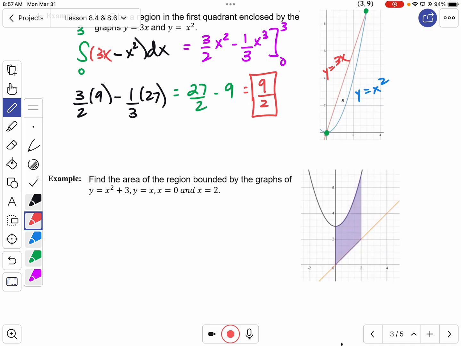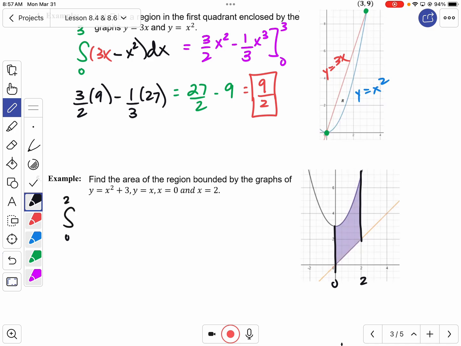Look at this one. It's going to give me a lot of information. All right. So y equals x squared plus 3, y equals x, x equals 0, and x equals 2. Okay. So it's given me this region right here. What are my boundaries that we're going to go between on the integral? Yep. 0 and 2. Those vertical boundaries that they told me.